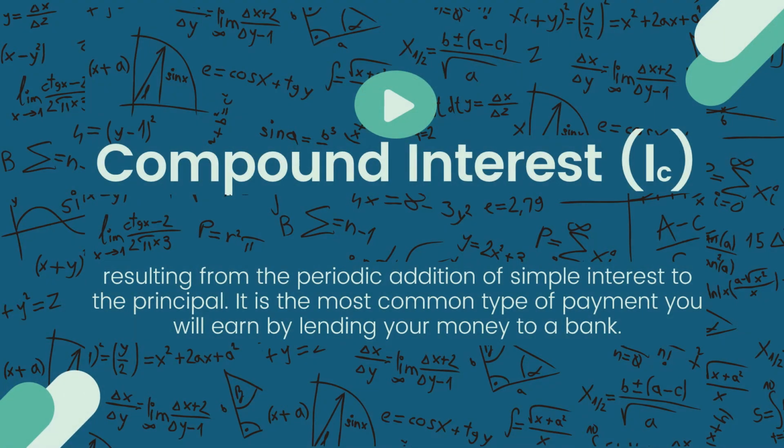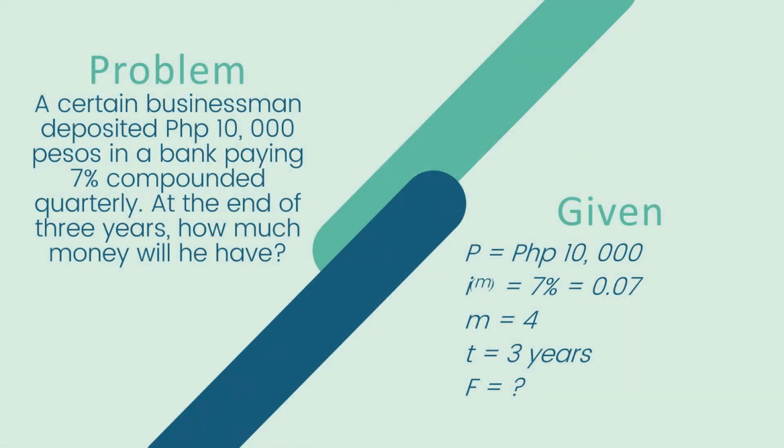And the second one is compound interest, resulting from the periodic addition of simple interest to the principal. It is the most common type of payment you will earn by lending your money to a bank. A certain businessman deposited 10,000 pesos in a bank paying 7% compounded quarterly. At the end of 3 years, how much money will he have?